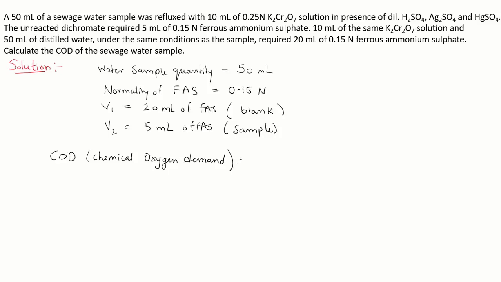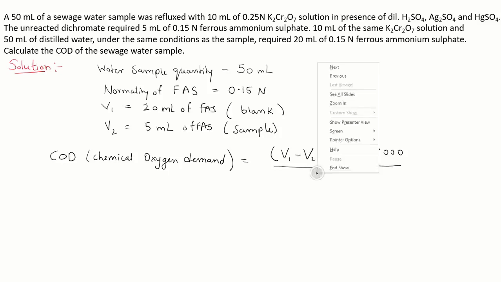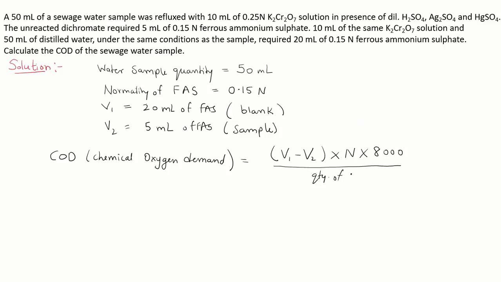Chemical oxygen demand is given by V1 minus V2, into normality of FAS, into 8000, divided by the quantity of water given.